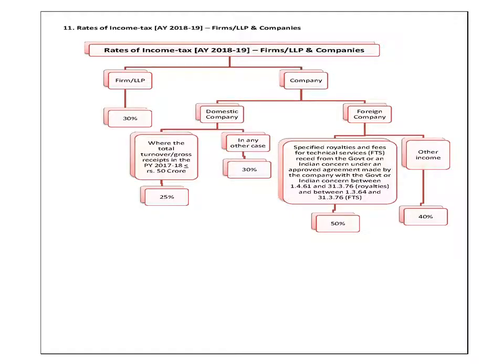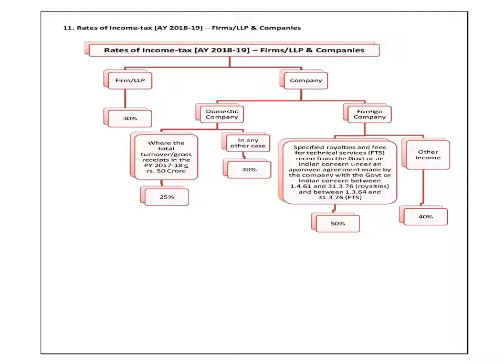Okay. Now, rates of income tax for firm or LLP. LLP is limited liability partnership, and companies. So for these two categories, what are the rates? We saw the rates for individuals: individuals below 60 years, individuals from 60 to 80 years, and individuals above 80 years. Now we are going to see the rate of income tax for companies and firms, partnership firms or LLP firms.